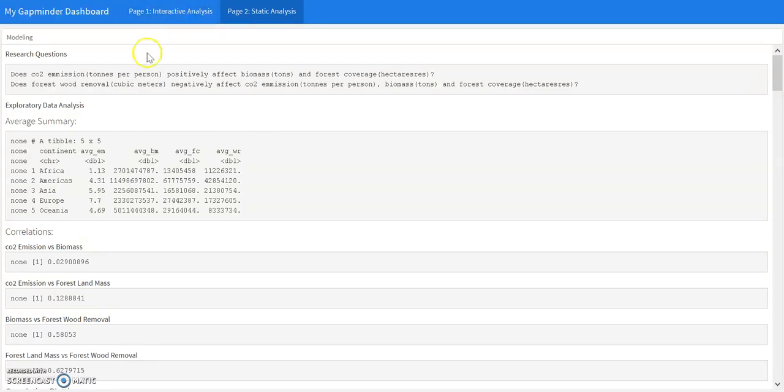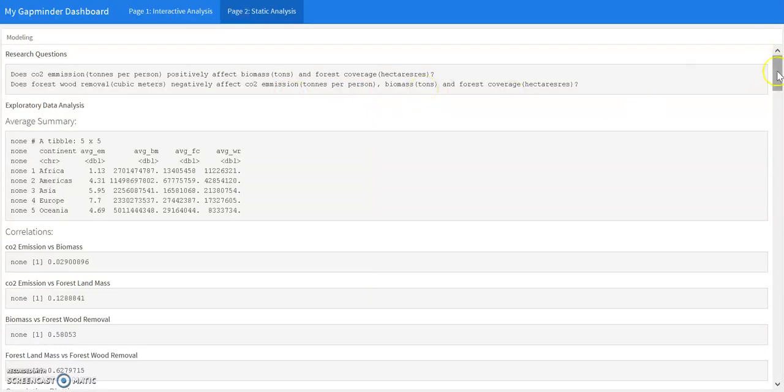And this table that we see here is the average summary by continent for each of those. So we see average emissions, average biomass, average forest coverage, and average wood removal. And we see the actual units: tons per person for emission, tons for biomass, and hectares for forest coverage. And this one actually I messed up in typing that out. Cubic meters for wood removal and tons per person for emissions here. Biomass is tons as well.